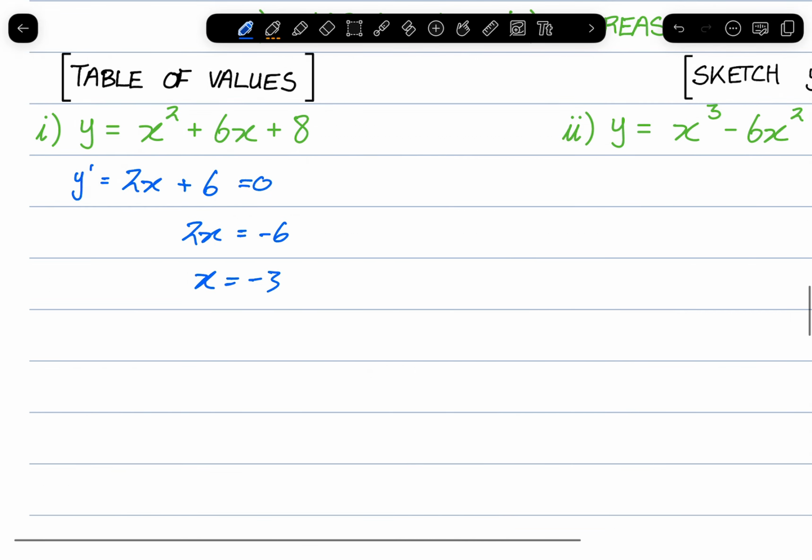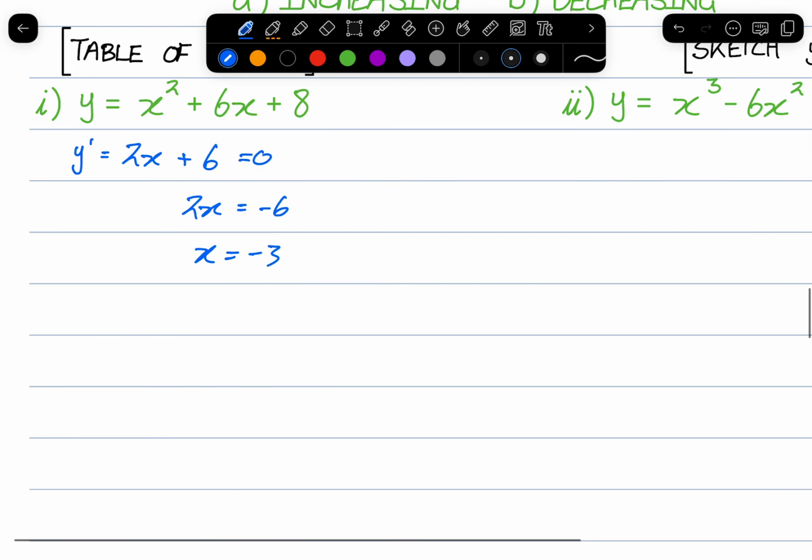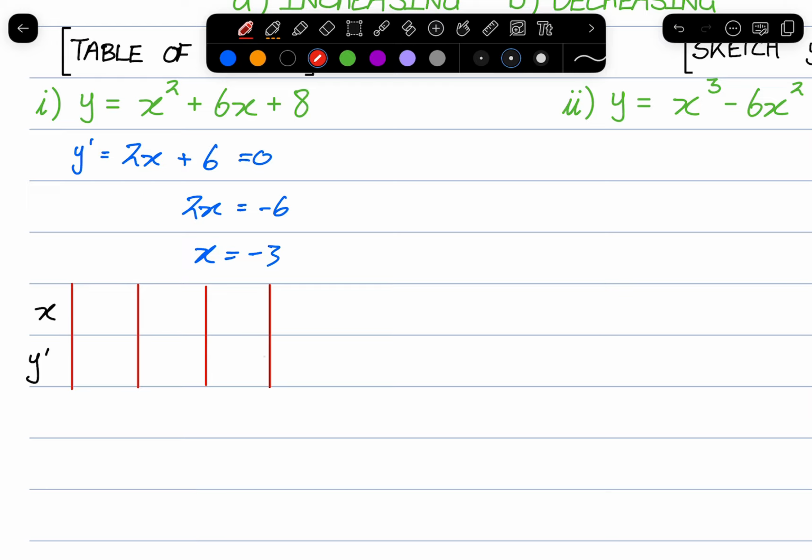And from here, we use our table of values. So for this, I'm going to use x values. We are finding the values of y prime. And the values that we are going to be using are 1 above and 1 below this stationary point. So writing in -3. Now, obviously, if we substitute -3 back into our first derivative, it is definitely going to equal 0, because that is what we just solved.